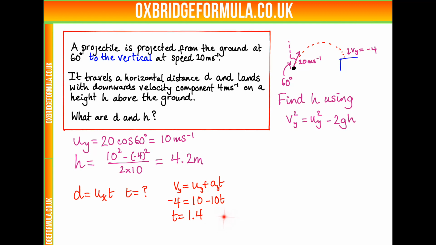Then we can put this into our expression for the distance, noting that Ux equals 20 times sine 60, and then we have the time of 1.4 here. So sine 60 is root 3 over 2, so we'll get 10 root 3 times 1.4, and then this is 14 root 3 for the distance d. So h was 4.2 meters, and d is 14 root 3 meters. So the answer is G.